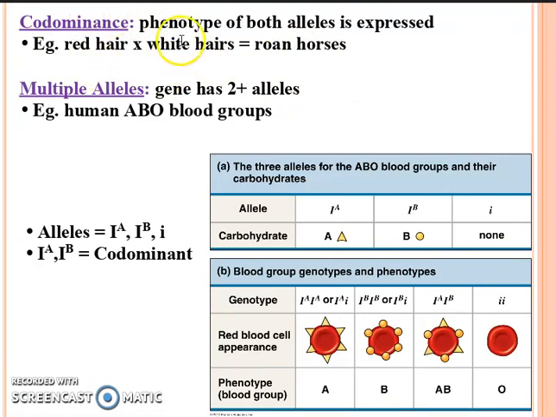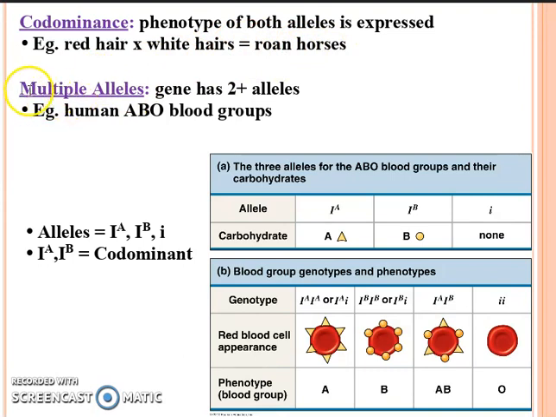That's codominance. So the example that they have here is red hair and white hair would make roan horses. Roan meaning that it is R and W, but it's not actually pink. They are horses that have red and white components to them, red and white spots to them.